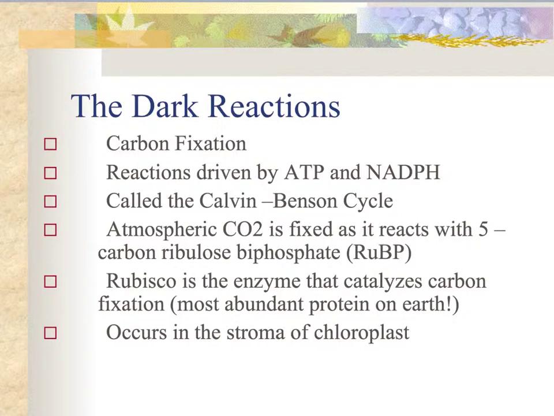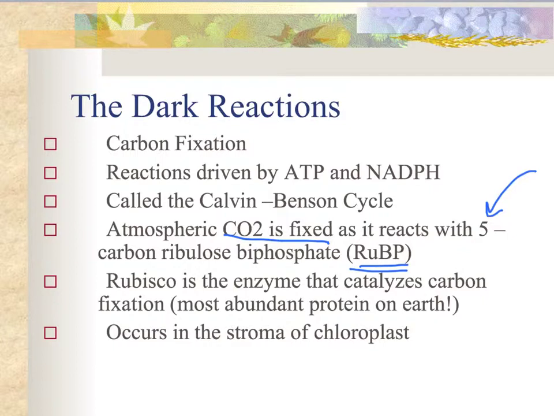Okay, and then the dark reactions. This is when the carbon, the CO2, is actually fixated inside the chloroplast from the atmosphere. These reactions are driven by ATP and NADPH, and it's called the Calvin-Benson cycle, or sometimes it's just called the Calvin cycle. When the CO2 is fixed, it's going to combine with something called 5-carbon ribulose biphosphate, which is shortened into RUBP. And the enzyme that catalyzes this is called rubisco, and this is believed to be the most abundant protein on the whole planet.